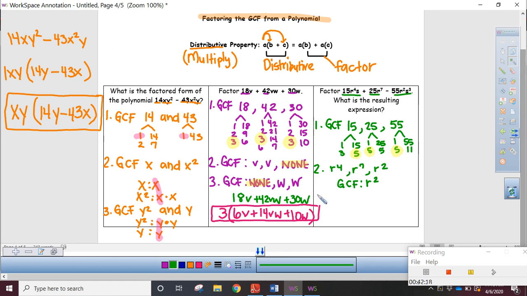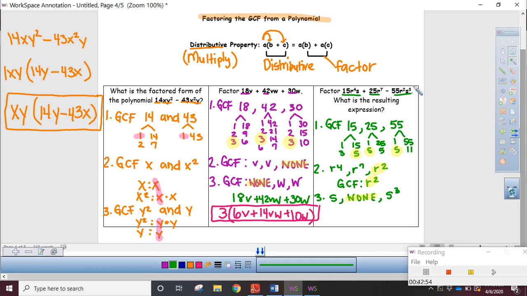Now let's go ahead and take a look at the third part of this example, which is the s. Okay, so the first one has an s. The next one doesn't have an s, so kind of looks like the example we just did. And then the last one has an s to the 3. Now, the none part of it is what we're going to be looking at. It does not have anything. They don't have any s's in common. So what it does have in common is a 5 and an r squared.